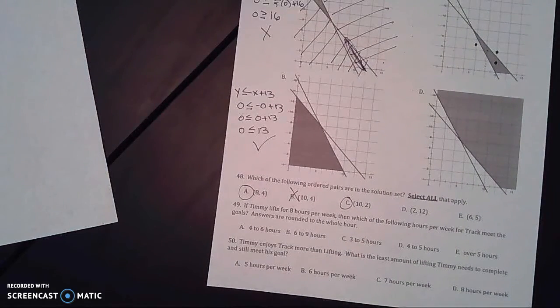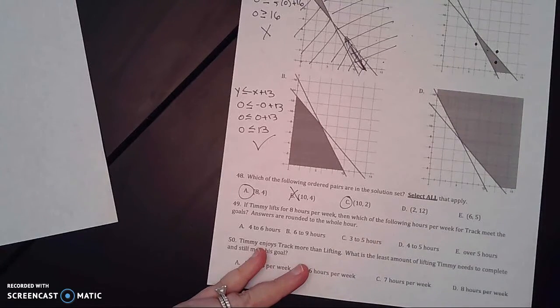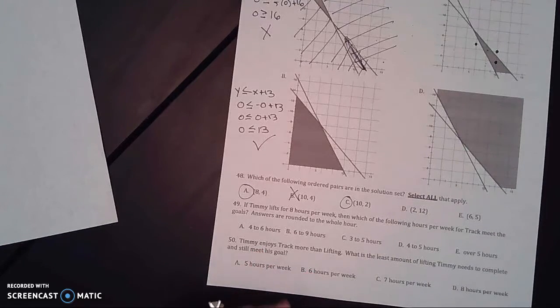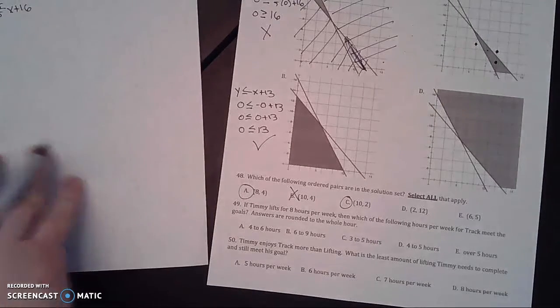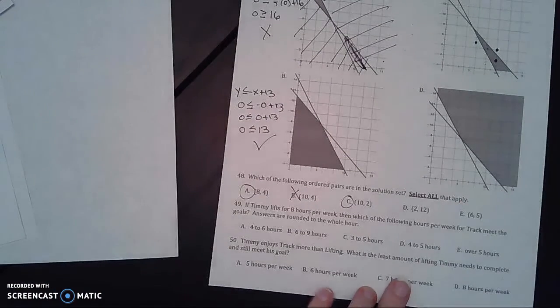49 says, if Timmy lifts for 8 hours per week, then which of the following hours per week for track meet the goals? Answers are rounded to the whole number. So since 8 hours per week is lifting, and track is my Y, I know I can plug in 8 for my X. So I am going to plug in 8 to both equations.